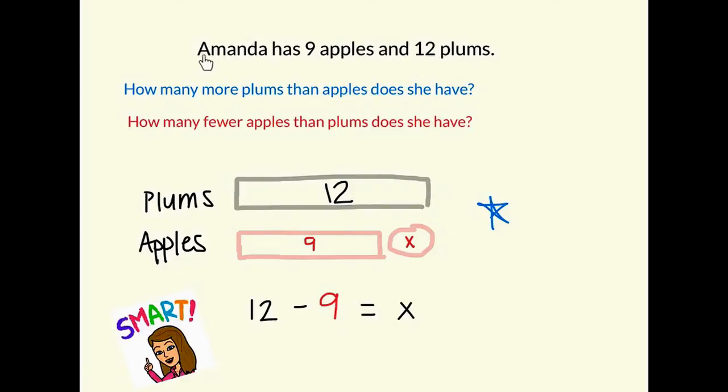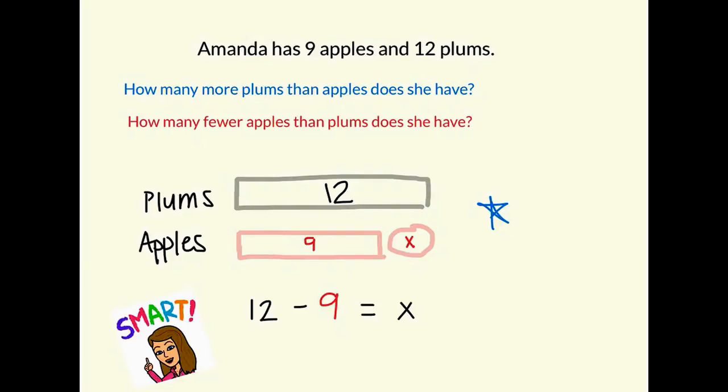It says, Amanda has 9 apples and 12 plums. Here the question says, how many more plums than apples does she have? So we're going to be comparing the amount using addition or subtraction. Another way they could have worded this problem is, how many fewer apples than plums does she have? Either way, I'm solving for the comparison between the amount of plums and the amount of apples.